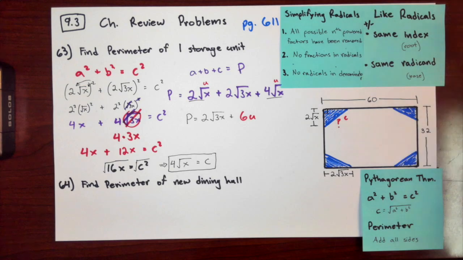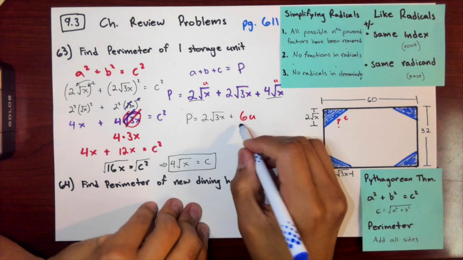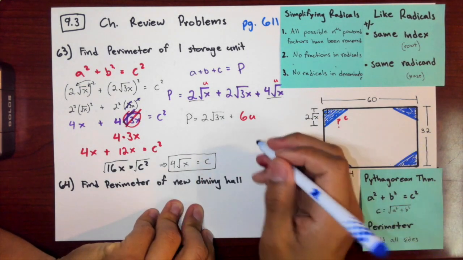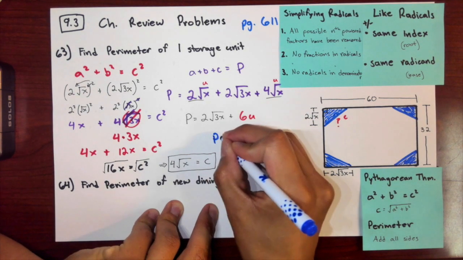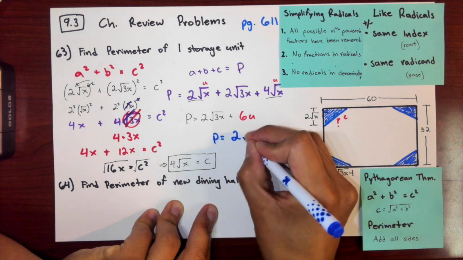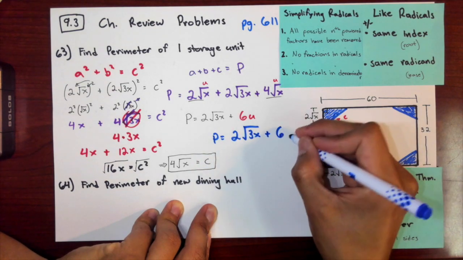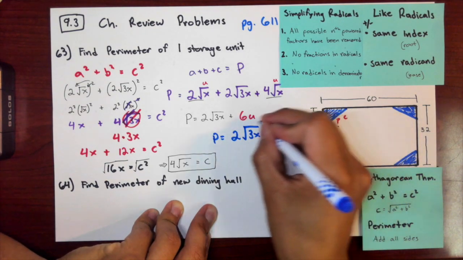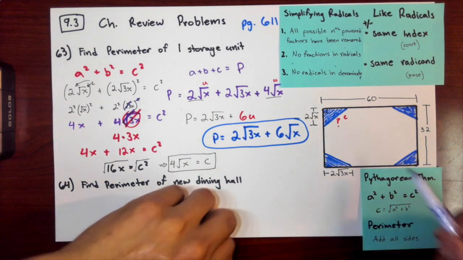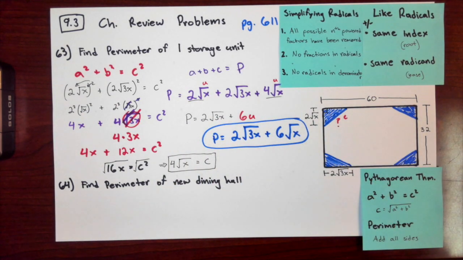But that's not our actual variable. It's actually the square root of x. So let's replace that. We're going to now know that the perimeter is going to be 2 square root of 3x plus 6 square root of x. Okay, and that is going to be our answer. That's the perimeter of one of these storage units.